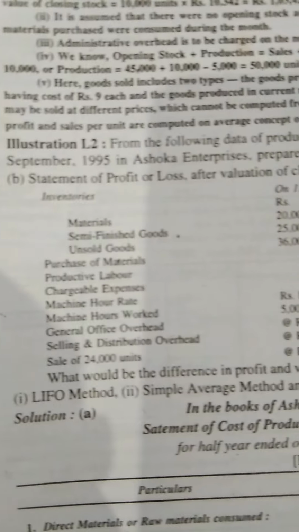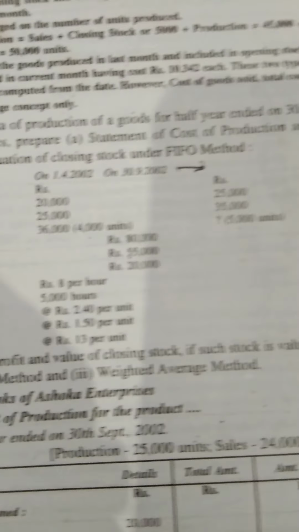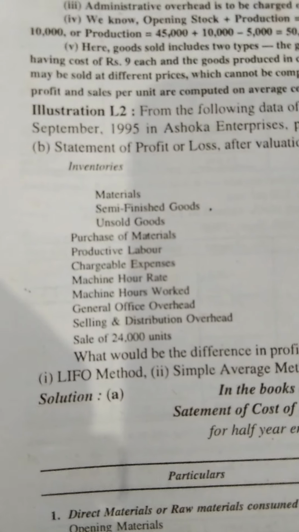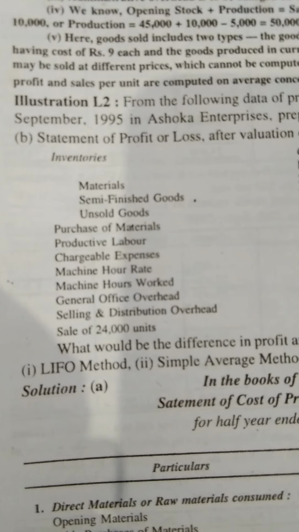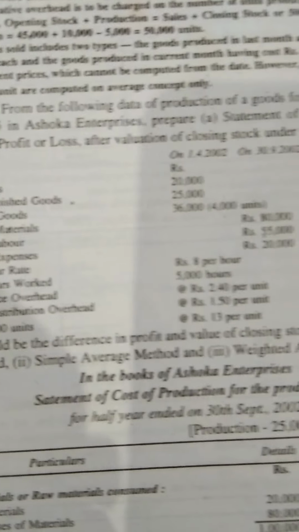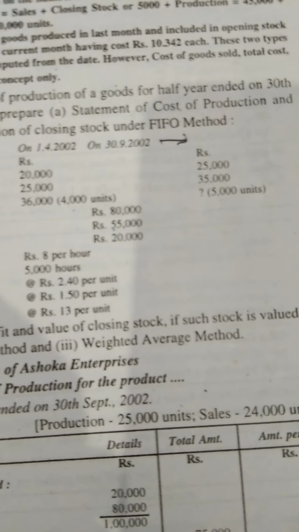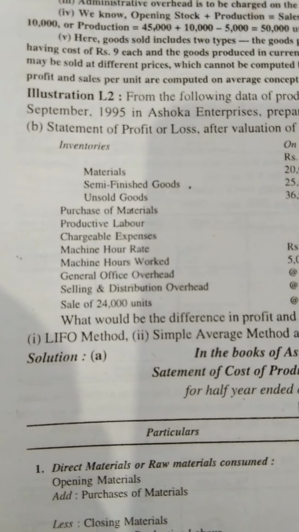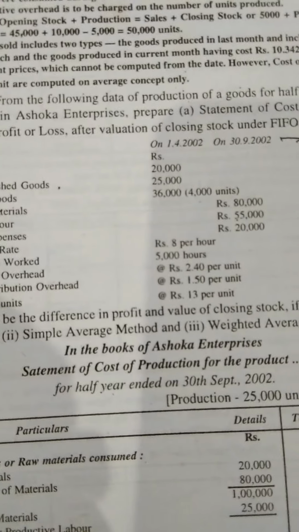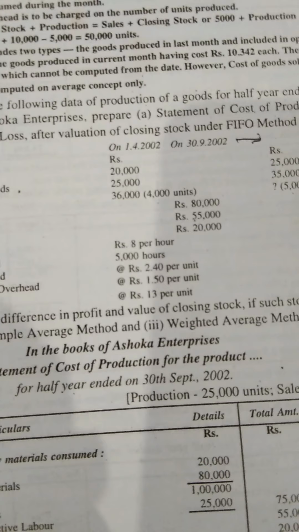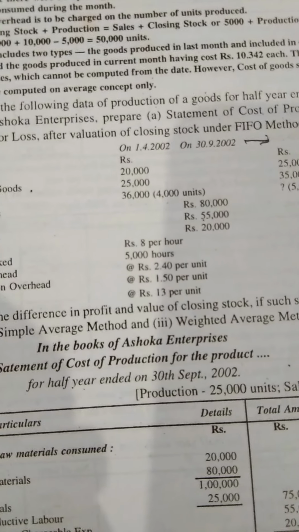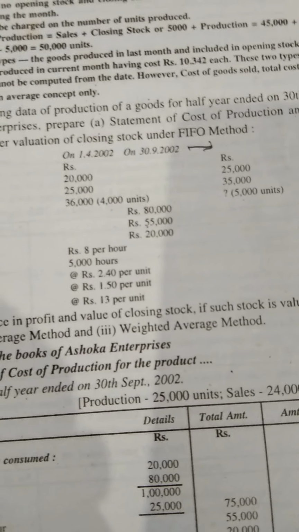Look at the question. From the following data, production of goods for the half year ended on 30th September 1995 in Ashoka Enterprise. Prepare statement of cost sheet of production and the statement of profit and loss after valuation of closing stock. Valuation of closing stock means valuation of closing finished goods under FIFO method.